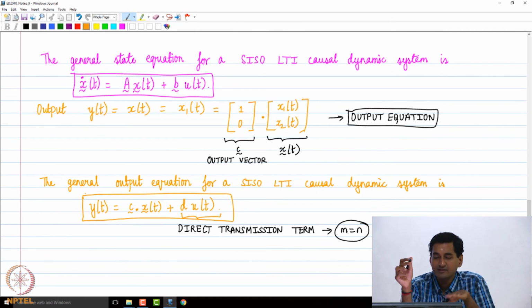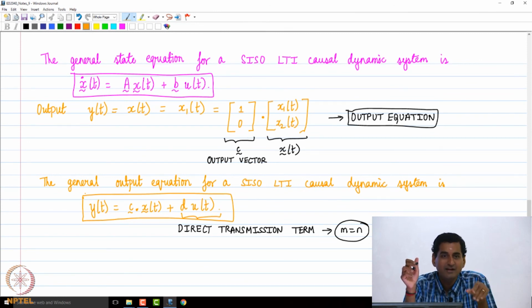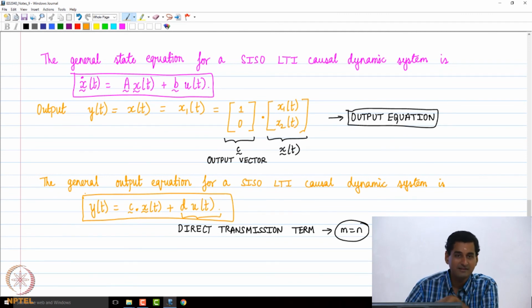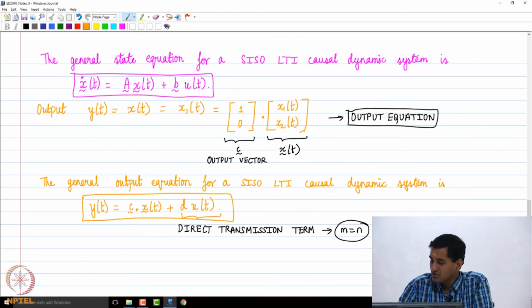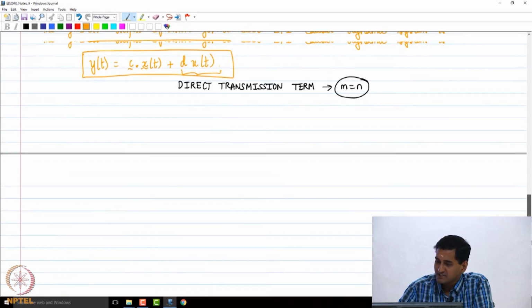Similarly, here the direct transmission term essentially implies the term that is directly affecting the output through the input, right? And c dot x comes from the dynamics of the system. Okay, so that is the interpretation that we have. So this is the output equation in general.